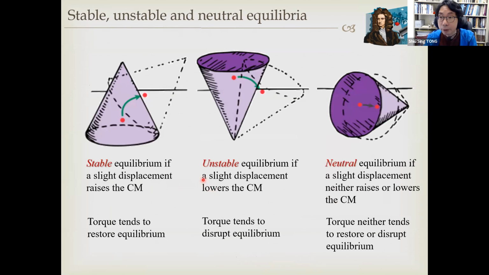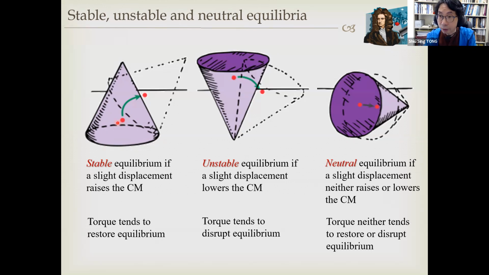Now let's have a brief review about equilibrium for a solid. Suppose we have a cone like this. Now let's rest the cone with its base on the table. So that is the most stable equilibrium. That is your daily experience, right? When you put it like this, the cone is most stable.